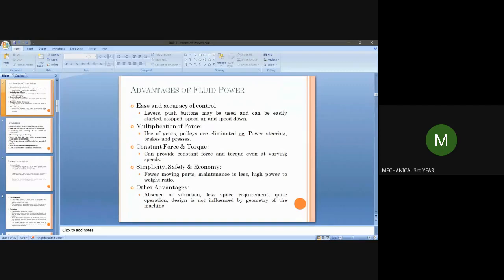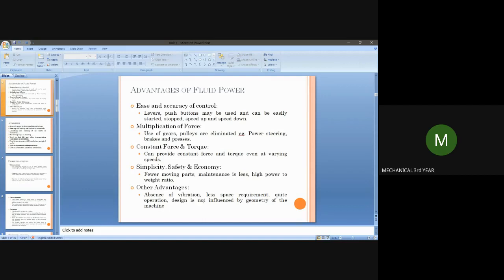So let us see here: absence of vibration, less space requirement, quiet operation. Design is not influenced by geometry. This is a very important thing that you have to note down. Even if the current mechanism operates with the conventional method, you can automate it with the help of hydraulics and pneumatics.